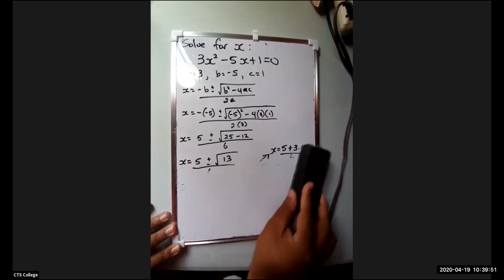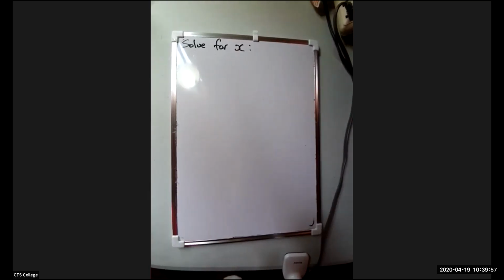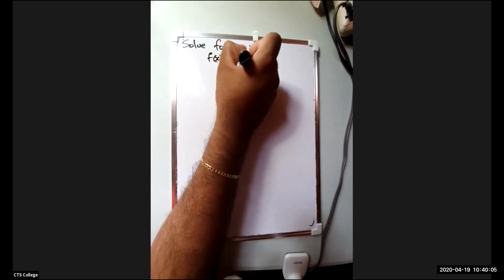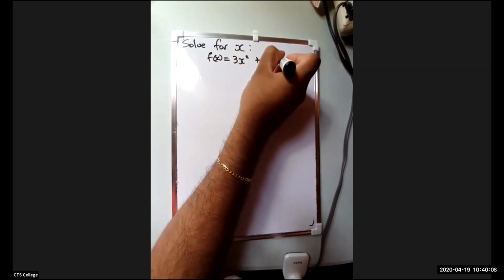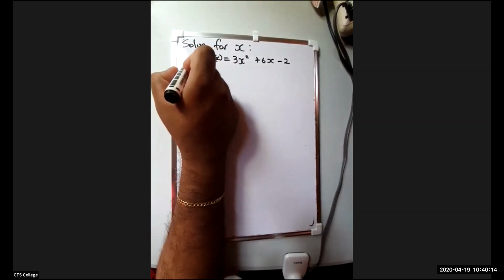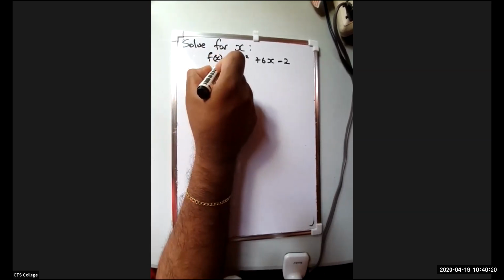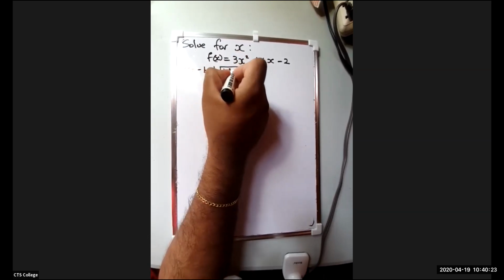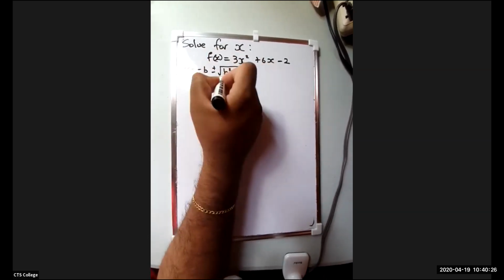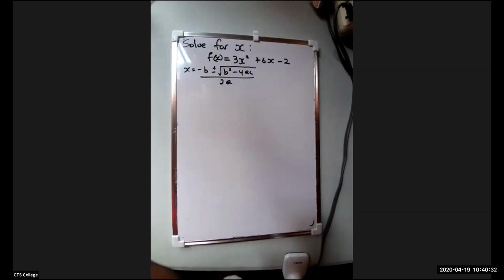So I'm taking it off. They said f of x is equal to 3x squared plus 6x minus 2. Try that question for me. Let me just write the formula for those who might have problems remembering it: x is equal to minus b plus or minus the square root of b squared minus 4ac, all over 2a. I'm giving you 5 minutes to try that question.